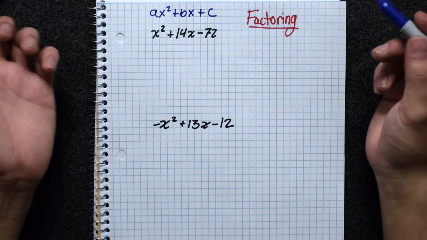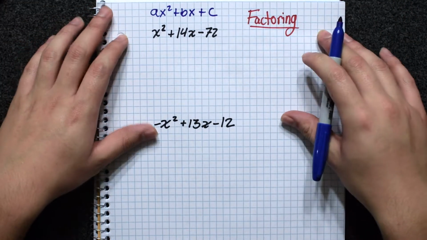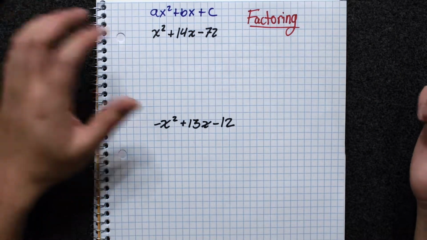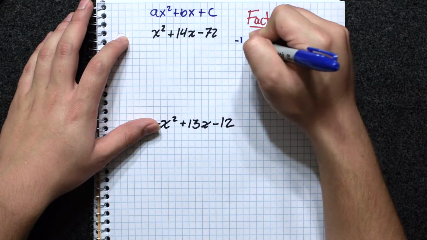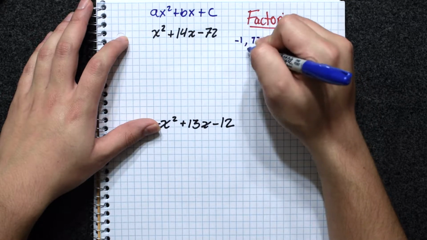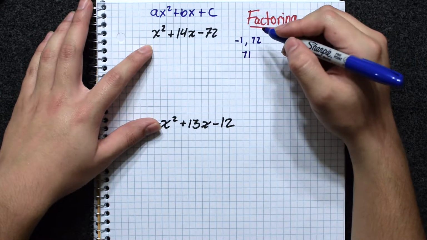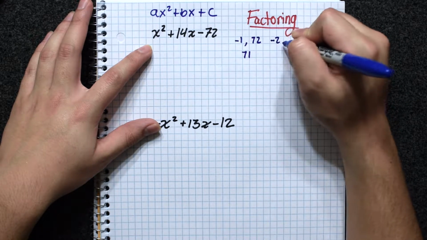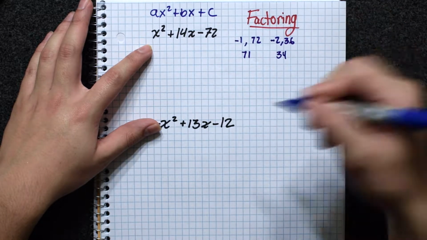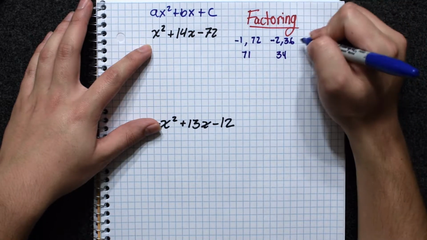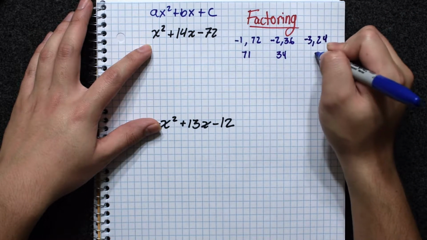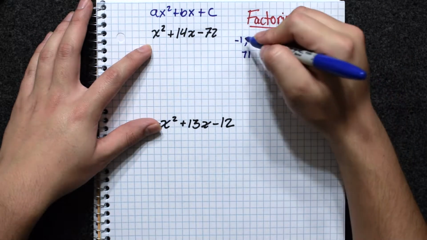So for example, if we start thinking about what numbers multiply to negative 72, well, first of all, they have to be a negative and a positive, right? So we can start listing them out. We can say, okay, so negative 1 and positive 72, right? But if we add these together, that gives us 71, which is not 14, which is not what we're looking for. So we can have negative 2 and 36. And if we add these together, that gives us 34. So that's not it either. We can have negative 3 and 24. And again, if we add these together, this gives us 21. So these are all not it.